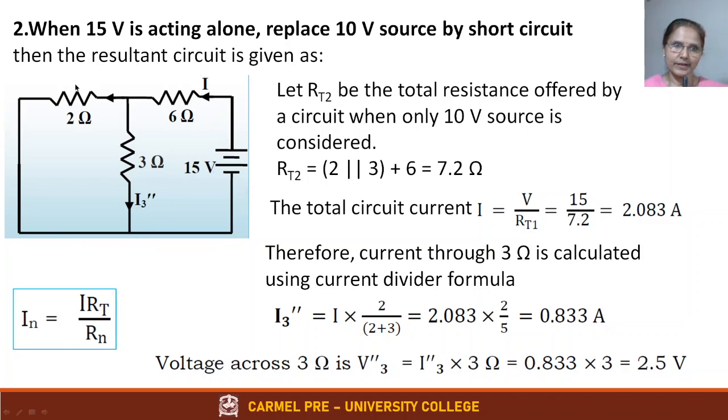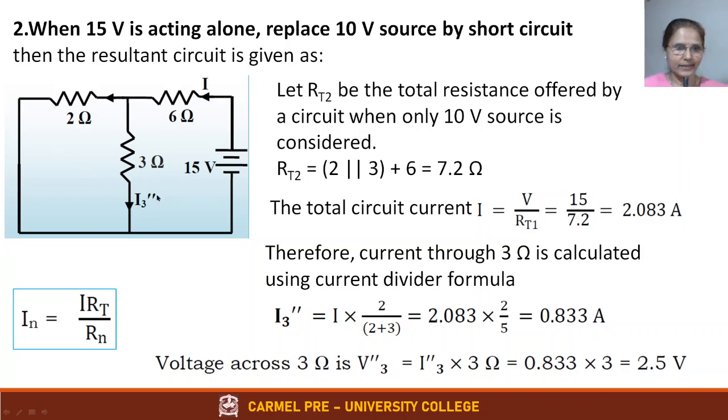Total voltage divided by total resistance, that is 15 divided by 7.2, gives you I. 15 by 7.2 is equal to 2.083. That is the main current. This main current is the one which divides.